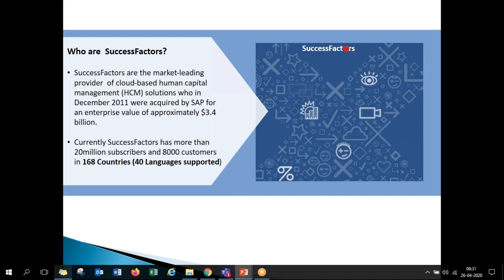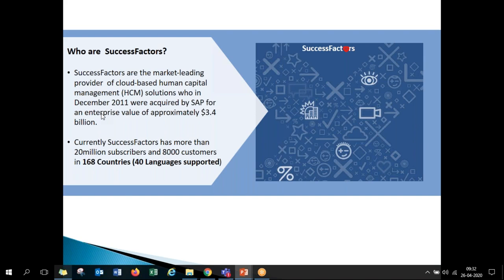How can we run the learning management system? How can we run the performance management? These things only SF can handle. The actual process of hiring employees, maintaining all their employee data, handling promotions, transfers, terminations, all that was not part of the SuccessFactors solution at that point of time. But with respect to the other talent solutions, from 2002 to 2011, for a period of 10 years, they were the global market leaders. Then in December 2011, SAP acquired SuccessFactors, guys.